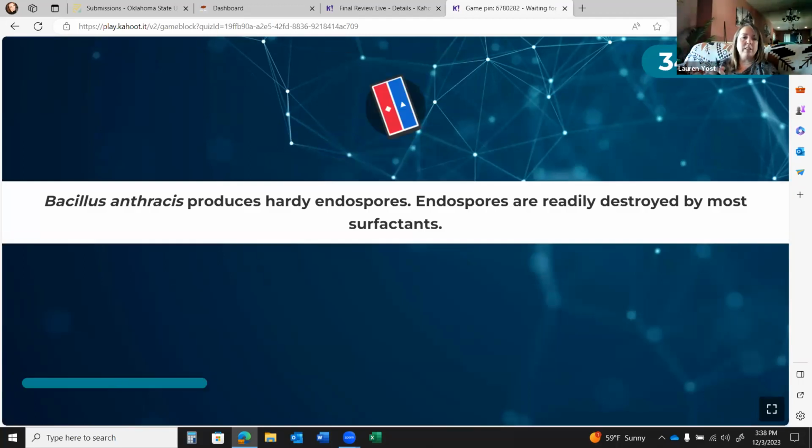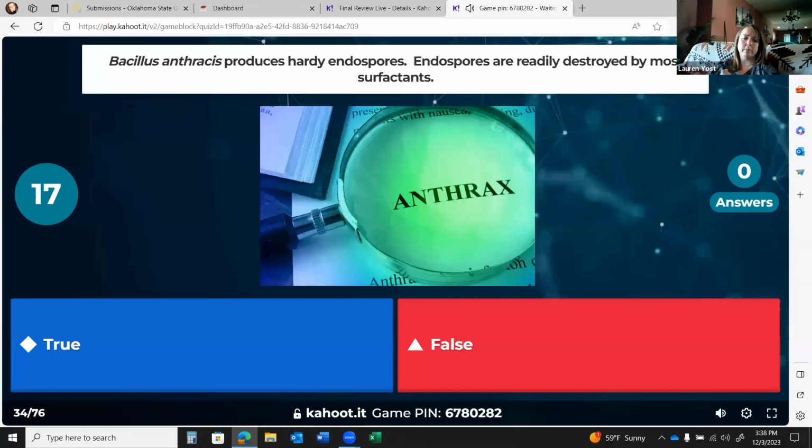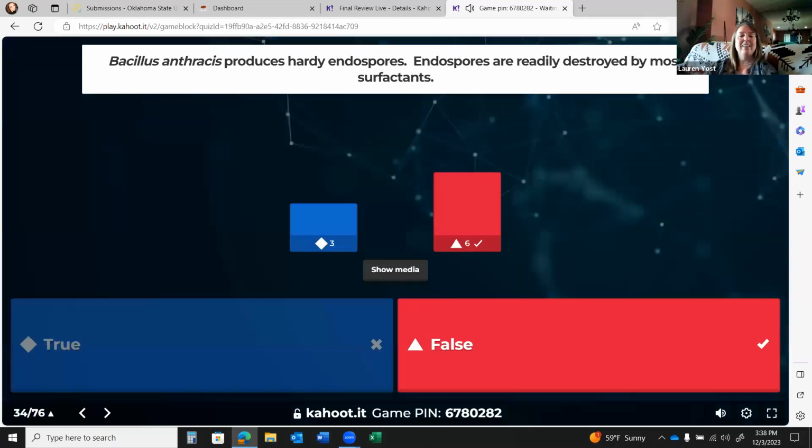So Bacillus anthracis produces hardy endospores. Endospores are readily destroyed by most surfactants. True or false? You're cleaning your area, maybe your patient's bed. It was this farmer. He was on his bed. He was rubbing that eschar all over everything. Are surfactants going to be enough to kill it? That's right. So no, it won't be. It won't actually kill endospores. Surfactants are not sterilizing.